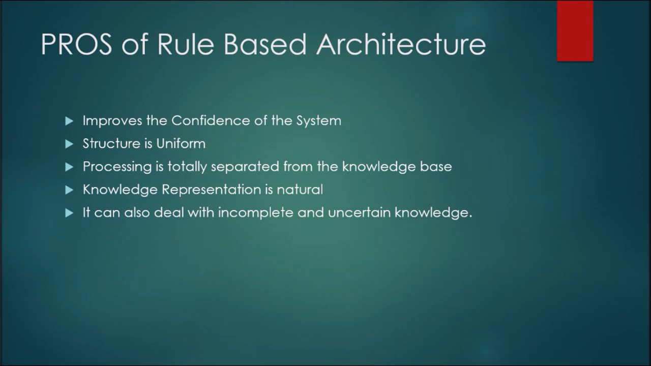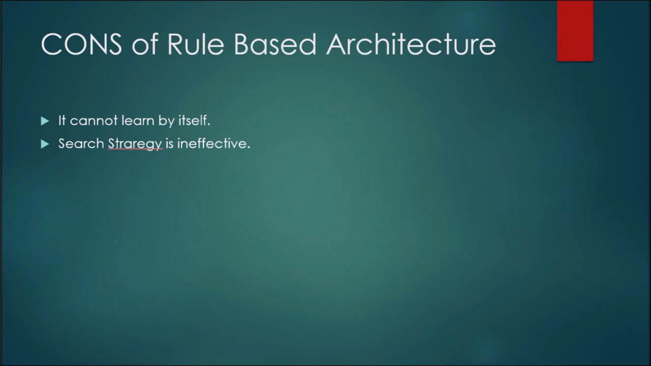Now let's go with the disadvantages. According to me, in rule-based architecture you have to define the rules before the system is developed. If this happens, then you can have this; if that happens, then you can have this data. So the system cannot learn by itself. I guess this is the biggest disadvantage of the system. Another one is search strategy. Search strategy is very ineffective in rule-based architecture, which is another disadvantage.